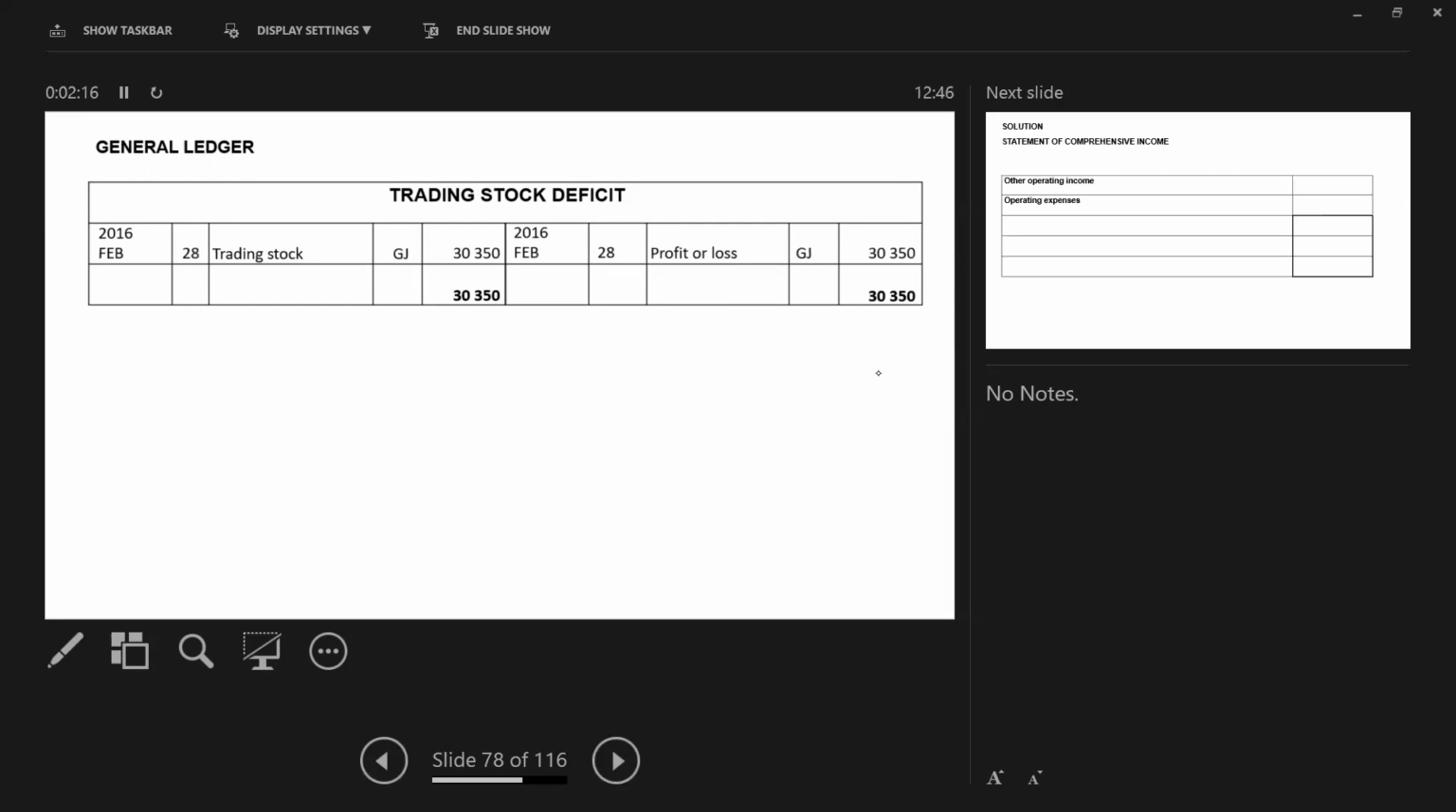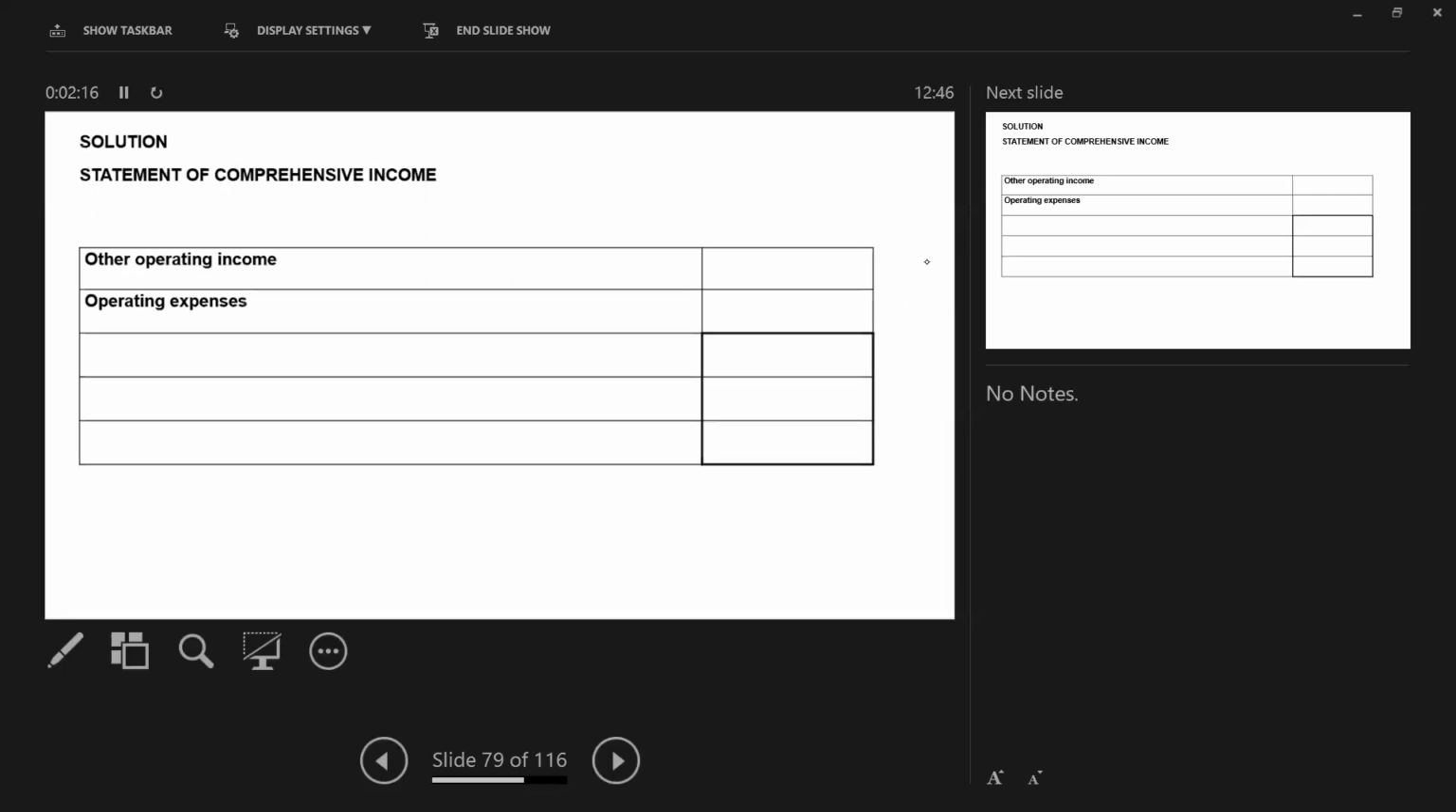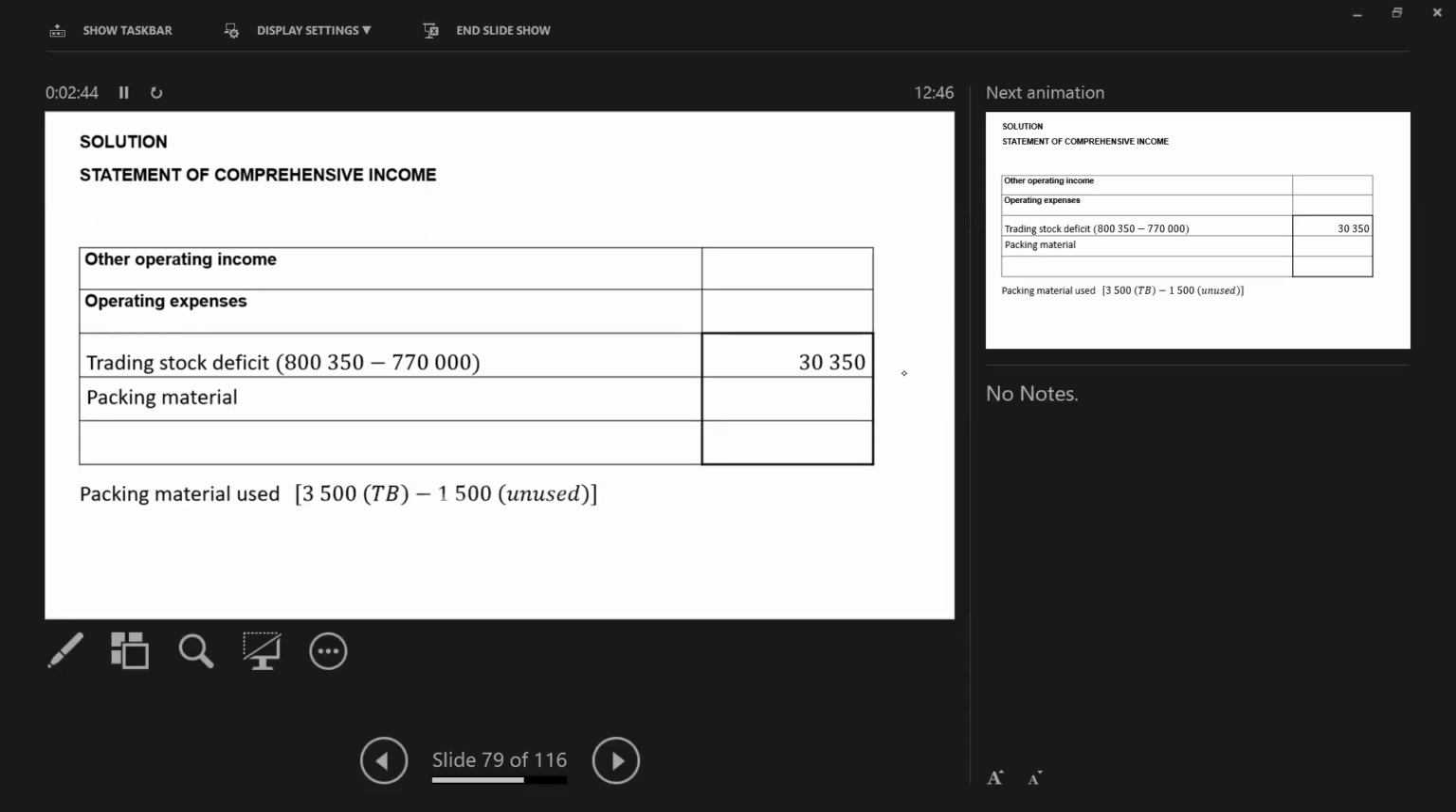In the statement of profit or loss and other comprehensive income, we will have trading stock deficit. Note that you need to show workings in brackets by taking 800,350 minus 770,000, and our trading stock deficit will be 30,350. And for packing material, we had 3,500 minus what was unused, and the unused component was 1,500. It will give you the actual packing material used, which will be your expense, and that will be 2,000 Rand.